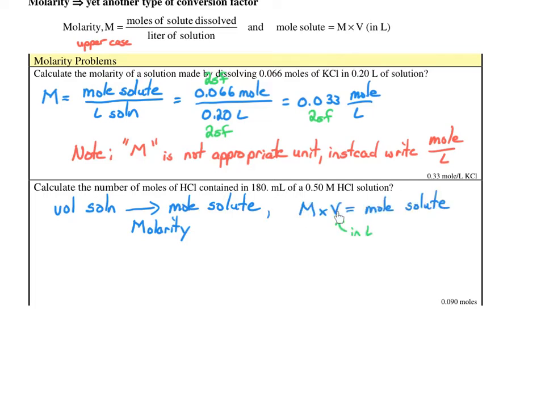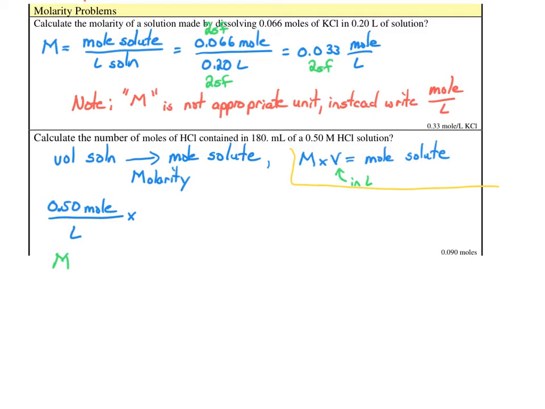Multiplying molarity times volume is going to tell you how many moles of solute are contained in that volume of solution, as long as you're careful to express this volume of the solution in liters. And calculations involving molarity always translate molarity as moles per liter. So instead of writing this as 0.50 uppercase M, we're going to write it as 0.50 moles per liter, knowing that this is the meaning for molarity.